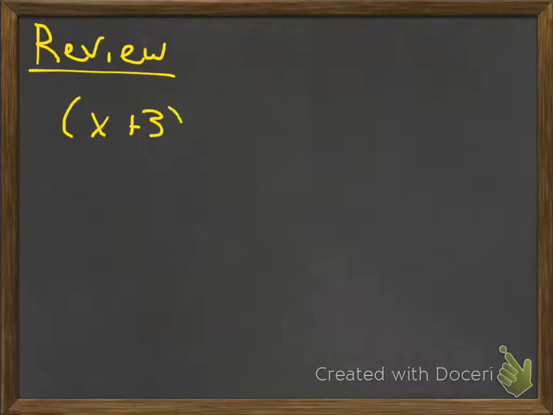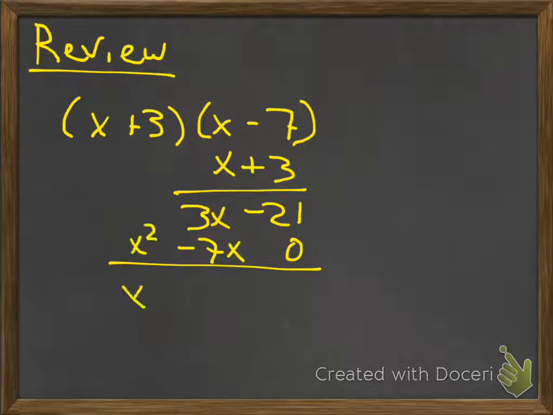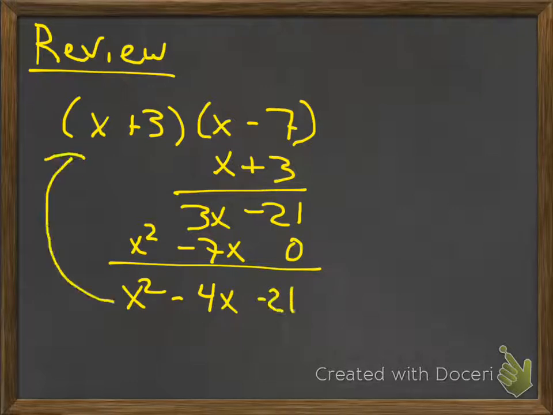We used to have problems that said something like x plus 3 times x minus 7 that you would multiply. And again, I'm showing you my old school method, the vertical method, which was 3 times negative 7 is negative 21. 3 times x was 3x. Put a 0. x times negative 7 was negative 7x. And x times x is x squared. Combine, you get x squared minus 4x minus 21, and that would have been your final answer.